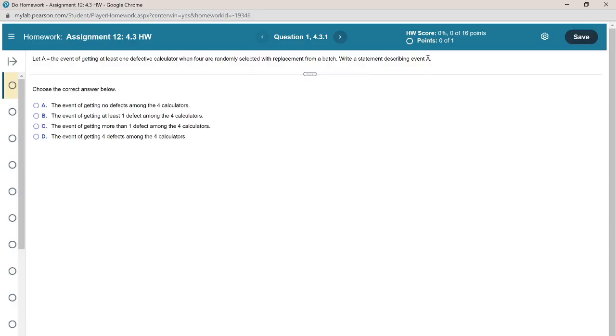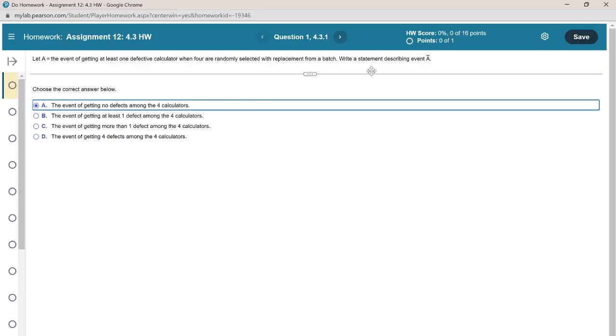A means the event of getting at least one defective. At least one defective means it could be one defective, two, three, or four defective. All 4 of them could be defective. So the complement of that event is no defective. The event of getting no defective among the 4 calculators is the complement of A.